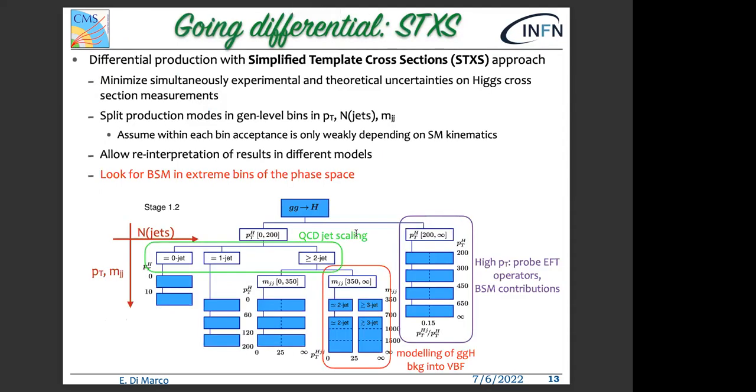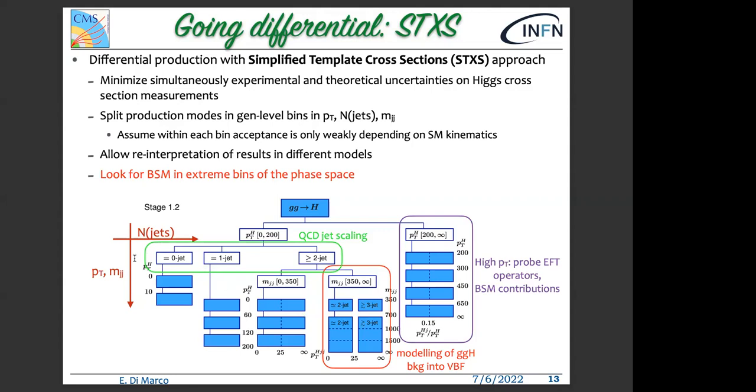Okay. And now that we have the statistics, I will talk about using this data for the Higgs to vector boson decays or production differentially, because we have a lot of statistics, so we can move from a discovery to a precision measurement. And this is done, for example, with the differential cross-section measurement with the so-called simplified template cross-section approach, which basically splits the data in bins of kinematic variables, for example, increasing number of jets or pT of the H or invariant mass of the two jets. And the idea is that you split the cross-section in boxes which have a well-defined theory uncertainty and can be mapped very clearly to the theory.